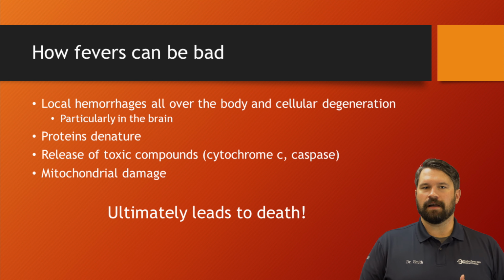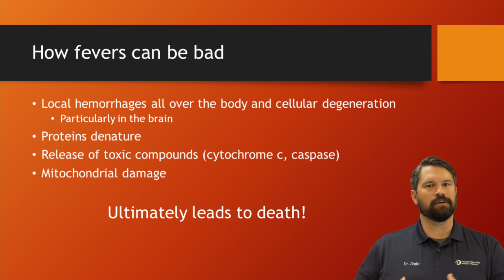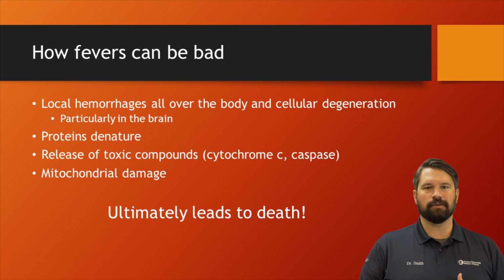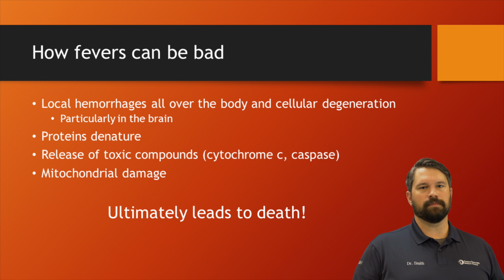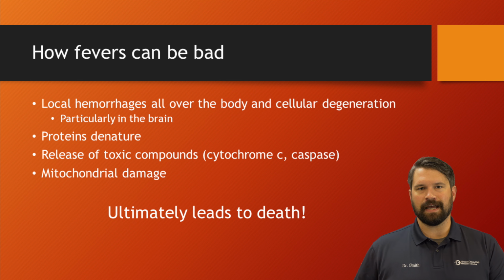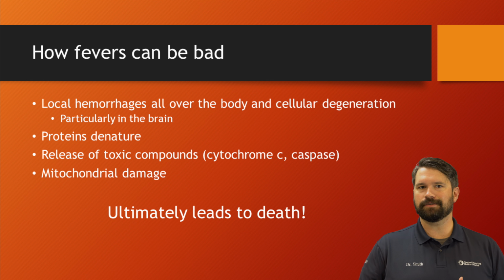We also have the release of toxic compounds. Just like everything else, our cells produce waste, and we like to keep that stuff set aside. We like to keep it compounded until our body can get rid of it safely. Well, when temperature goes up, some of these toxic compounds release. Specifically, I listed cytochrome C and capsaicin. These are very important in what we call programmed cell death, or apoptosis. We want cells to die when they're supposed to die. If they go unregulated, then we can start talking about malignancy or cancers.